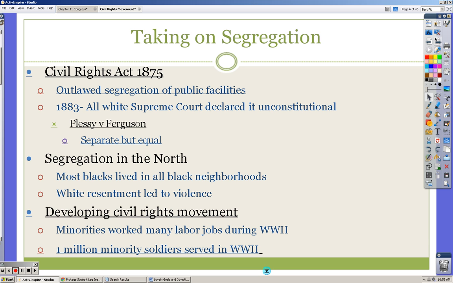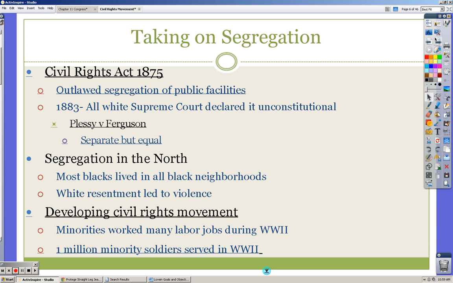Segregation in the North: most blacks lived in all black neighborhoods, and white resentment led to violence against African Americans. There was never truly a full integration of whites and blacks. They stayed separate and lived in different ethnic regions.